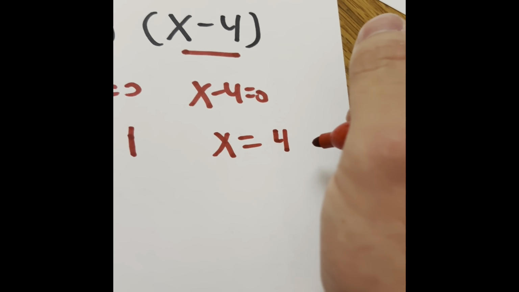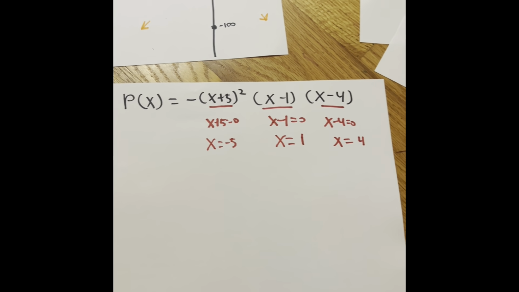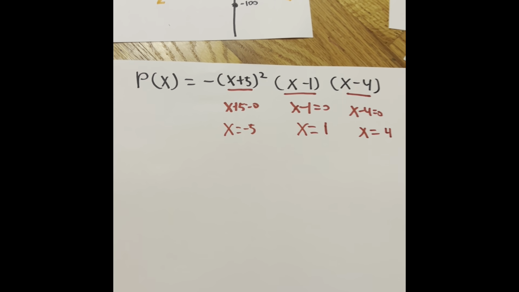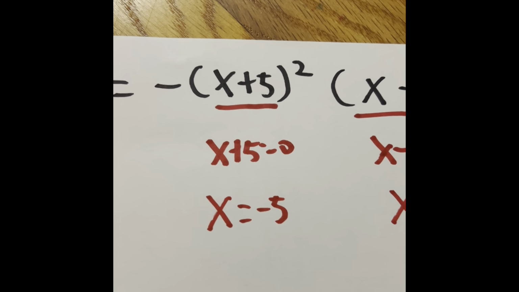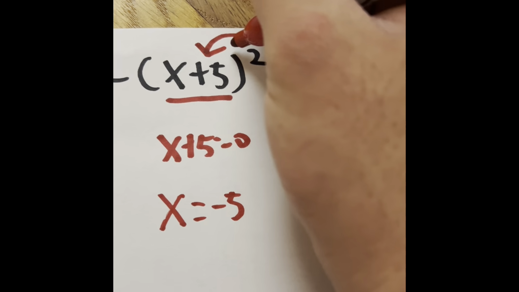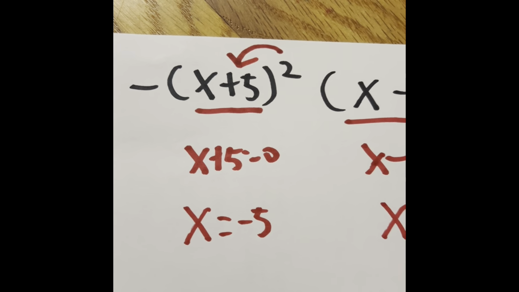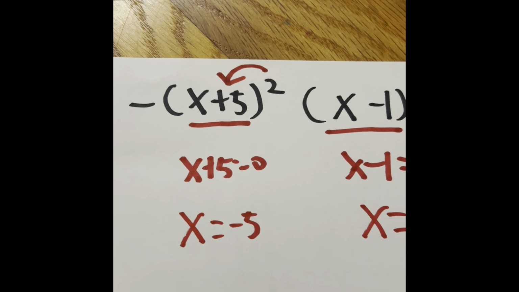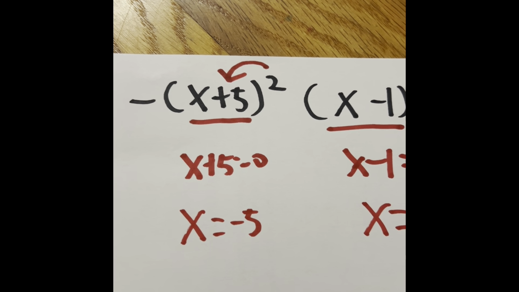But there is a little problem that we need to solve. If you notice, on the x + 5, there is a square happening onto it.